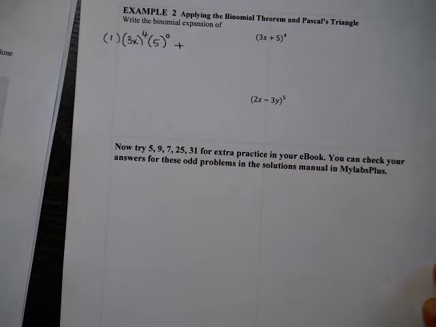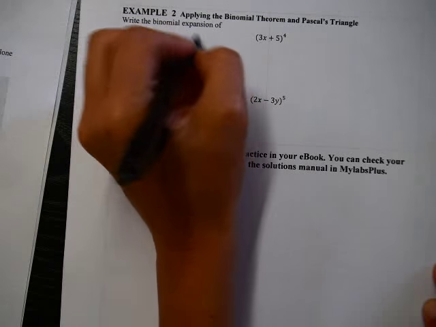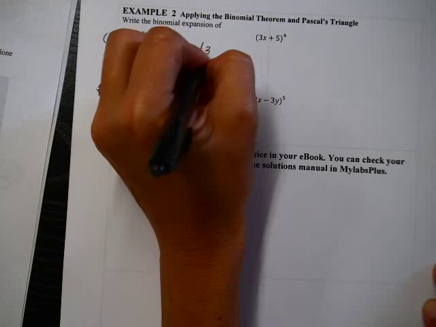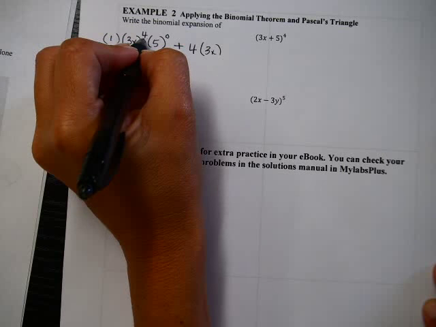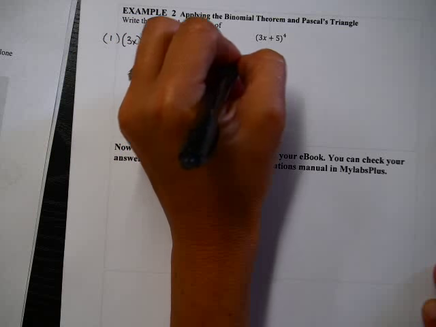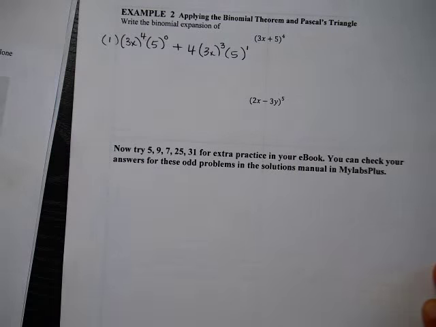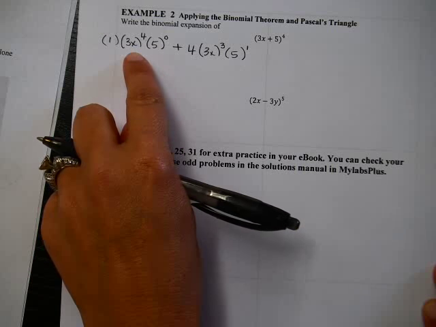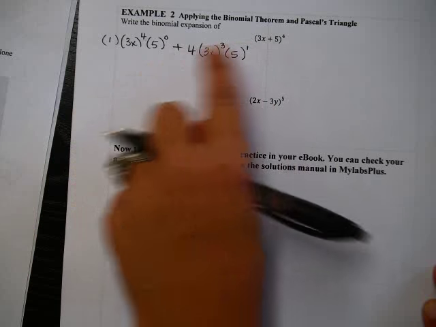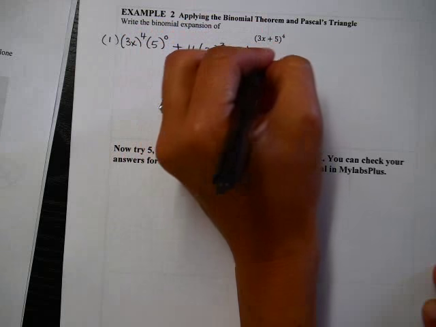Plus, go back to your triangle. The next number in the triangle is 4. Then I've got 3x. Remember, this decreases by 1, so this is going to be to the 3rd. And then you have a 5, and this is going to increase by 1, so it's going to be to the 1 power. So every time you have 3 things, a number from the triangle, 3x raised to a power, and 5 raised to a power. 3 plus 1 is 4, which is my exponent.